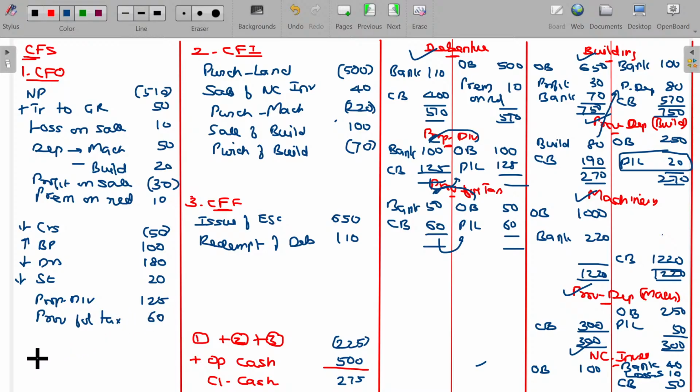And tax payment, cash from operation before tax minus tax. How much tax is paid? 50 rupees. Cash from operation. And how much dividend paid? 100 rupees. Dividend paid 100 rupees.